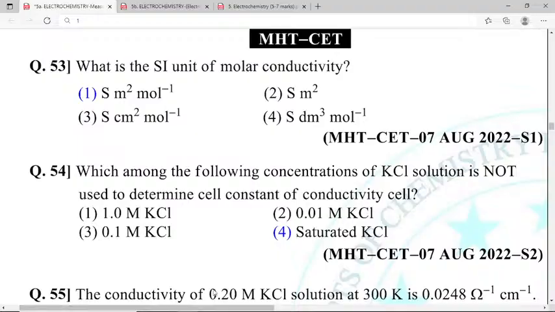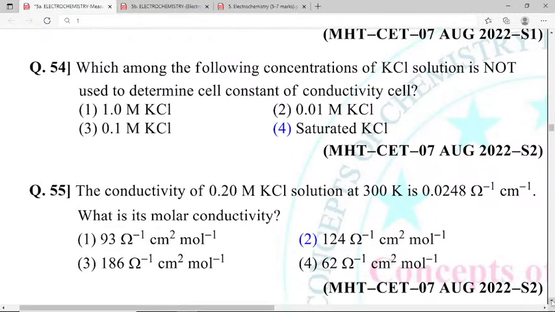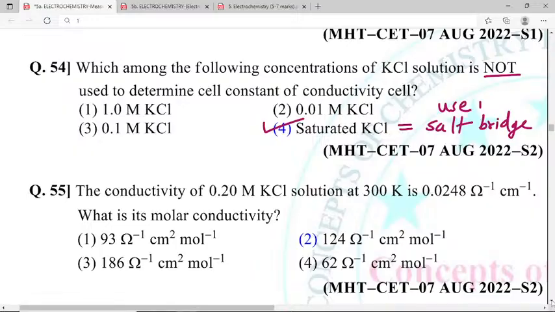What is the SI unit of molar conductivity? So simple question: Siemens meter square per mole. Which among the following concentrations of KCl solution is not used to determine the cell constant of a conductivity cell? Saturated KCl. It is used in the salt bridge, not in the conductivity cell.